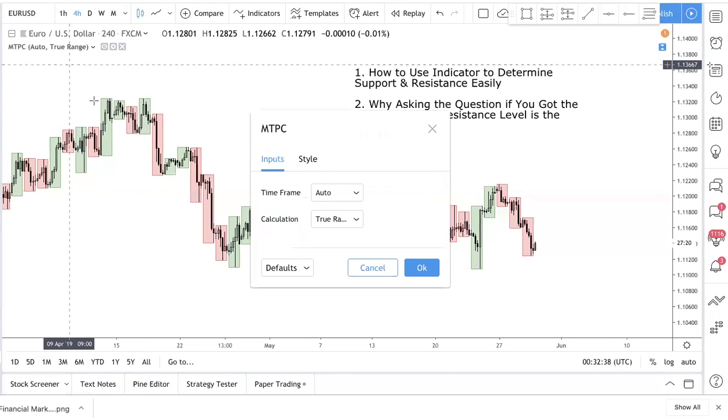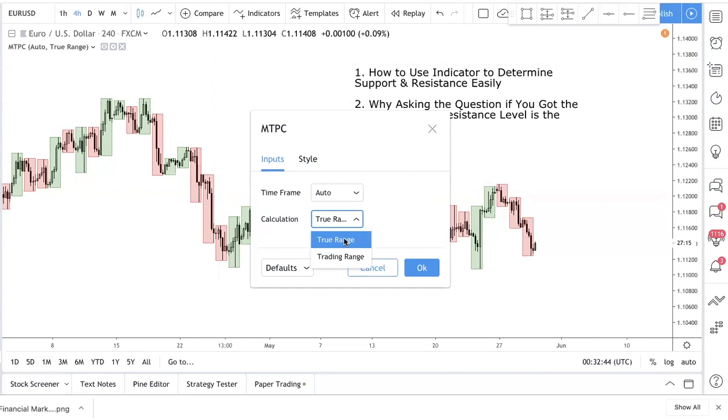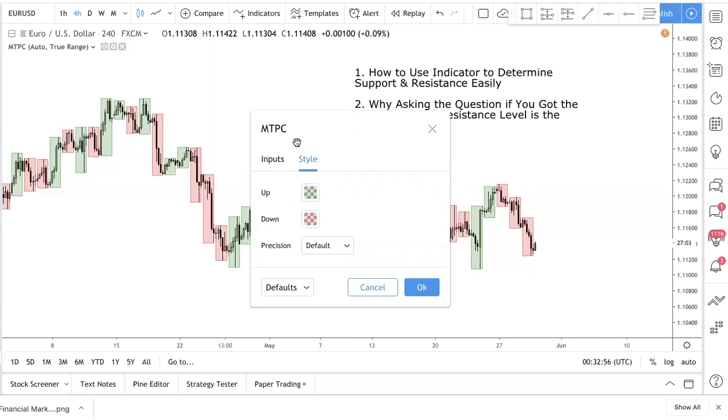So let's just click on the settings. Settings wise, you can just leave it as auto, right? Calculation true range. True range means that it takes into account the entire trading zone, including the spike highs and the spike lows. Style, of course, you can feel free to do in whatever way you want.